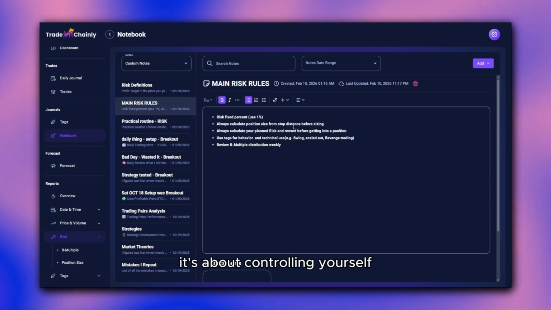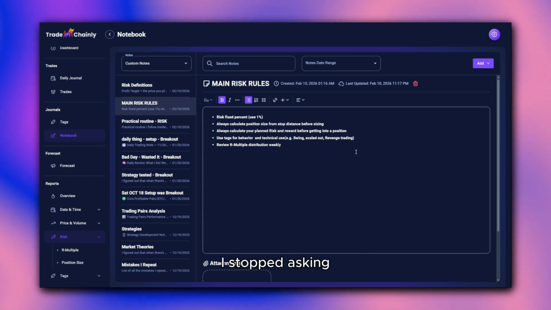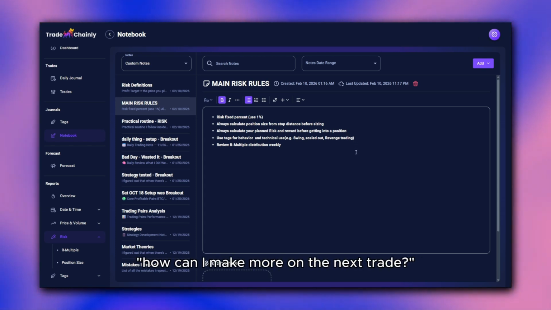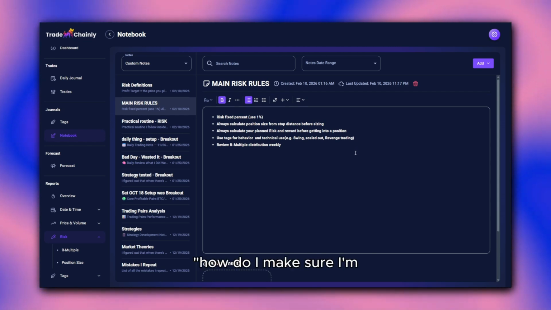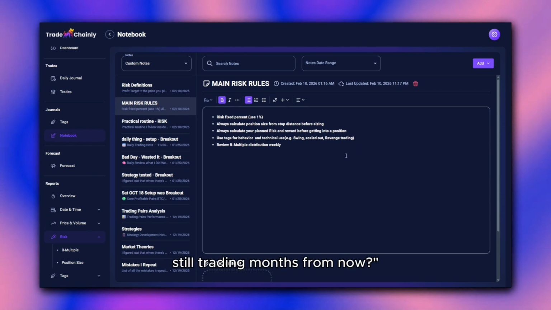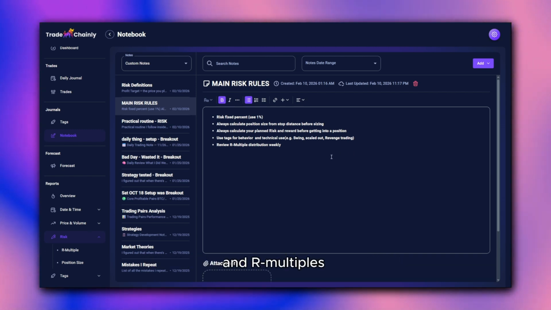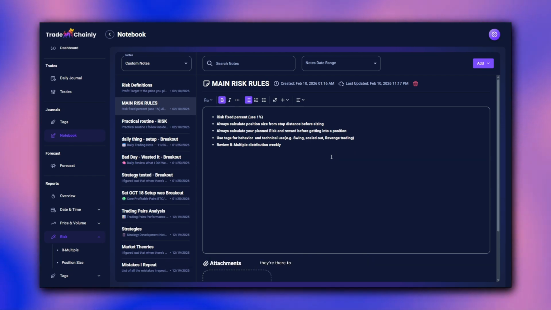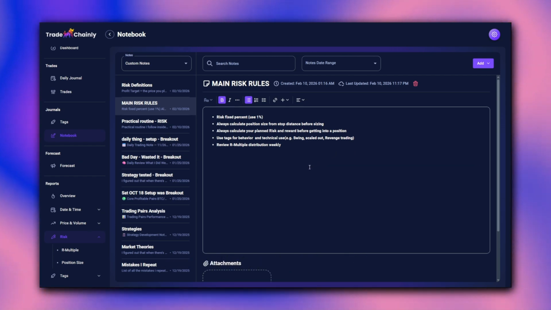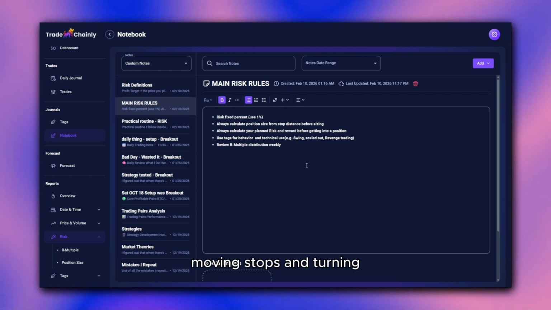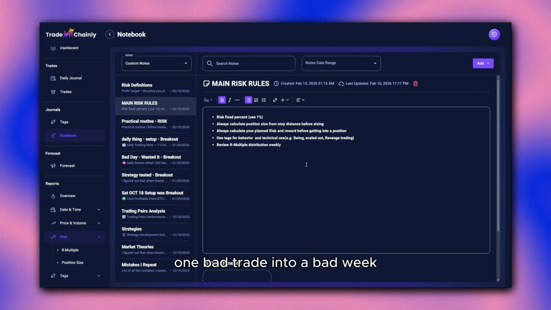It's about controlling yourself. At some point, I stopped asking, how can I make more on the next trade? And started asking, how do I make sure I'm still trading months from now? That's what risk management really is. Stops, targets, and R multiples aren't there to predict the market. They're there to protect me from myself. From oversizing, moving stops, and turning one bad trade into a bad week.